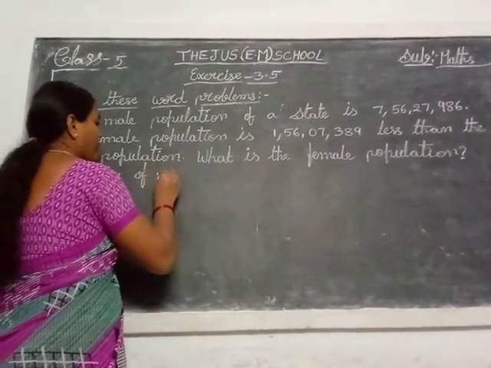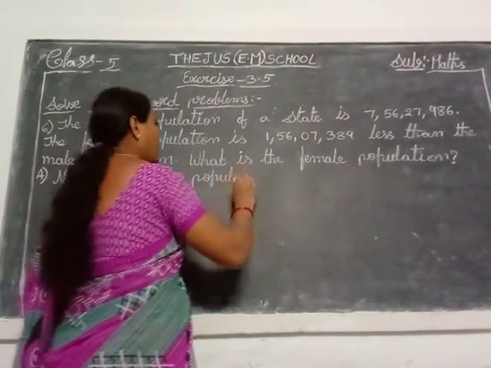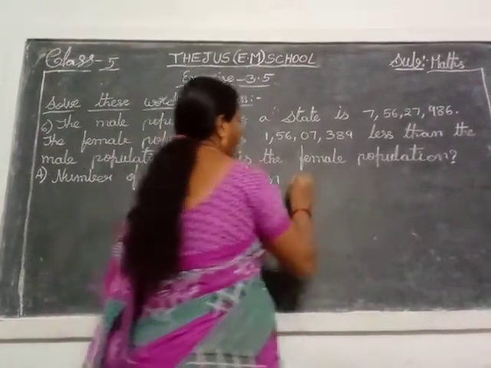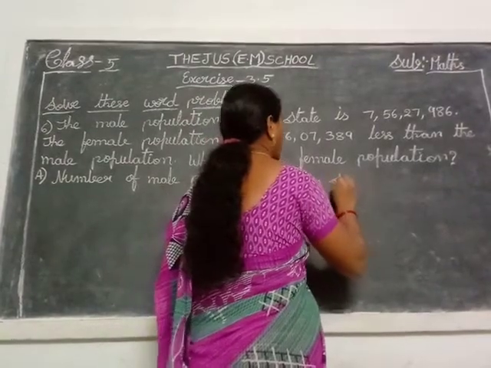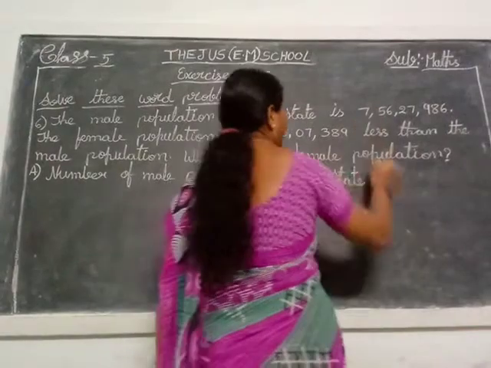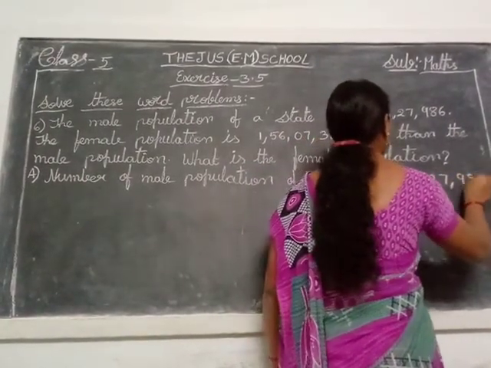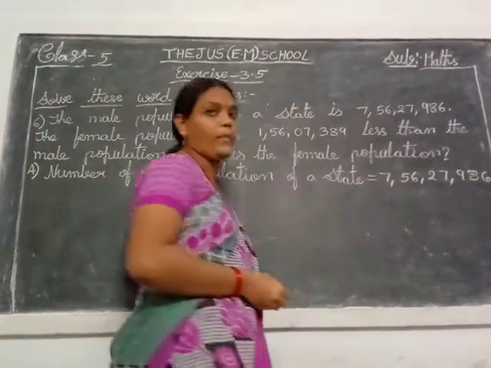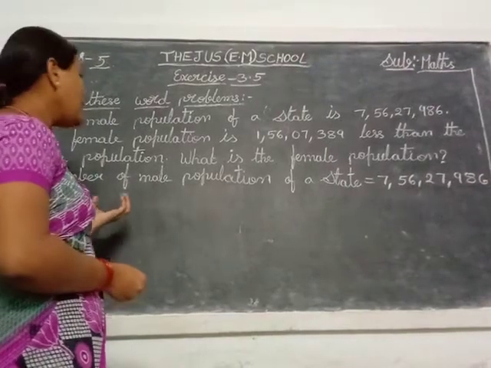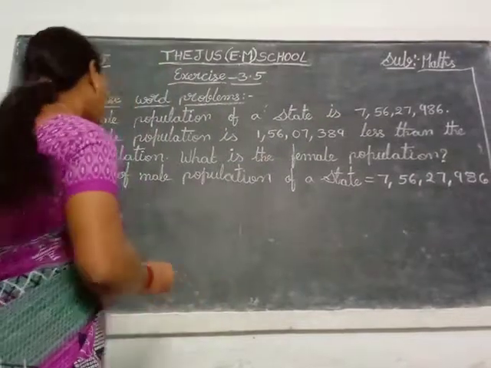Number of male population of a state. See right here, 7 crore 56 lakh 27,986. This is the male population. But we have to find out the female population. What is that? The female population is this number less than the male population.